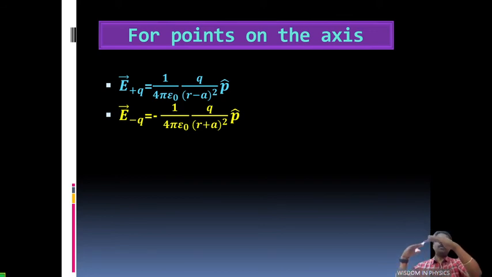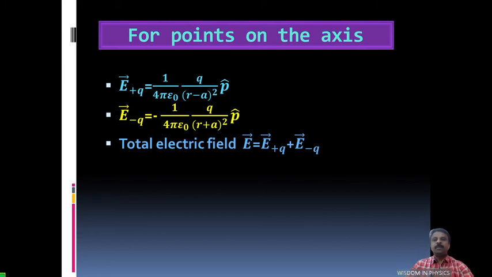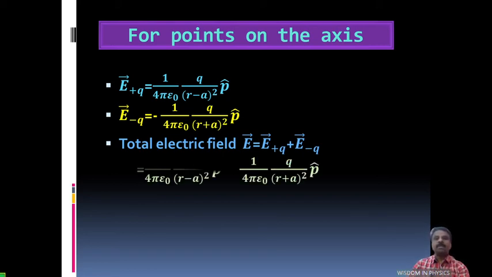Whereas the electric field due to the negative charge is towards the positive x-axis, which is opposite to the dipole moment vector. That's why I have written it with the minus. To find the total electric field, E vector is equal to E plus Q vector plus E minus Q vector. So together we have this equation.